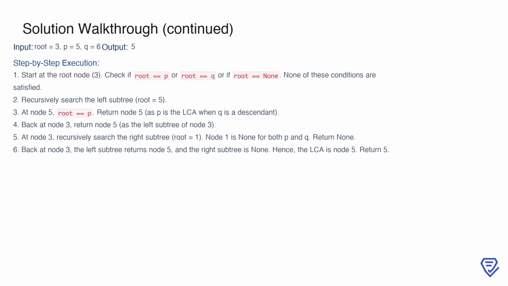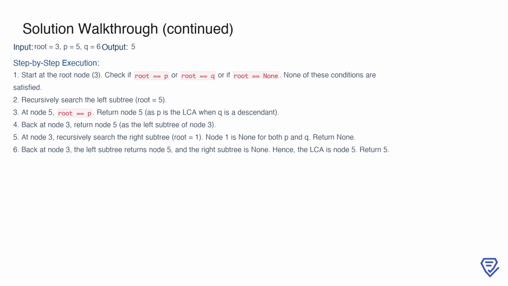At node 5, we find that it matches one of our target nodes, so we return node 5 immediately, as it serves as the lowest common ancestor in cases where one target node is a direct ancestor of the other. Back at node 3, we pass node 5 up as the result of our left subtree search. Meanwhile, when we search the right subtree of node 3, where the root is 1, it returns null since it doesn't contain either target node.